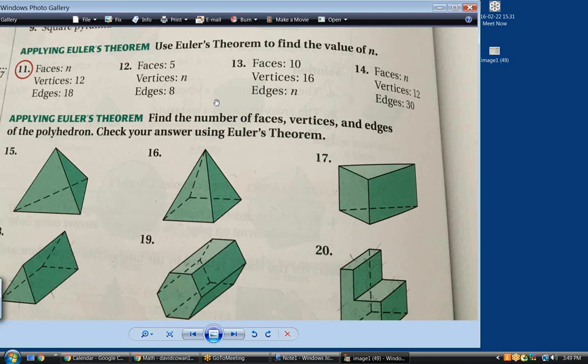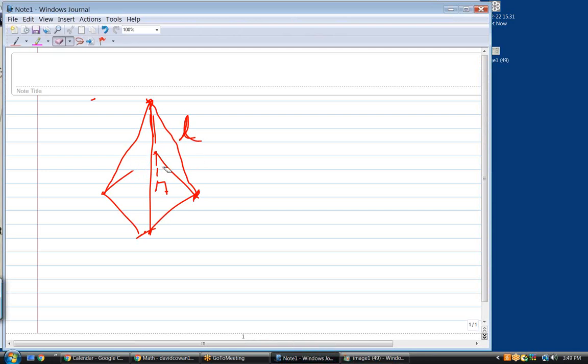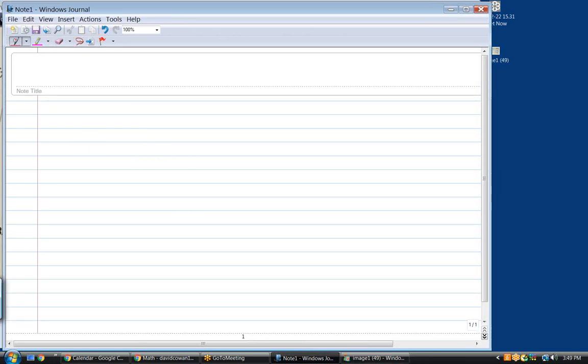Euler's theorem to find the value of n. Okay, hold on a second. Let's... Euler's theorem. This is one you don't hear very often. In fact, I've got a ton of geometry students, and I rarely hear Euler's theorem. So it's not an easy one. It's the number of faces plus the number of vertices equals the number of edges plus 2.